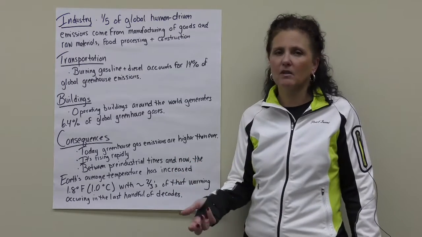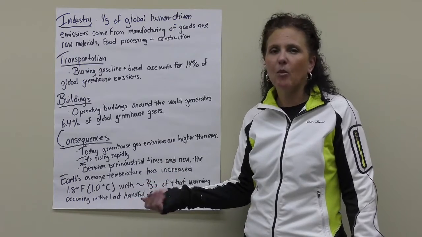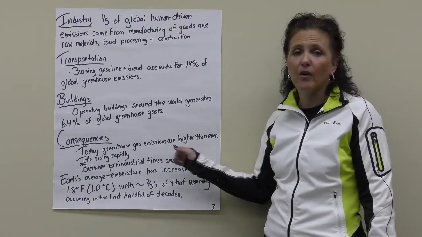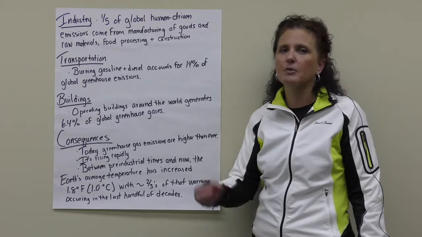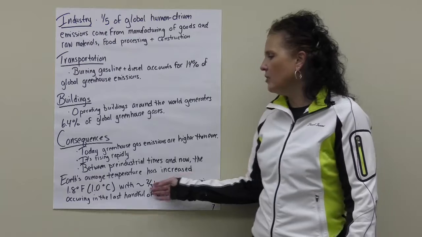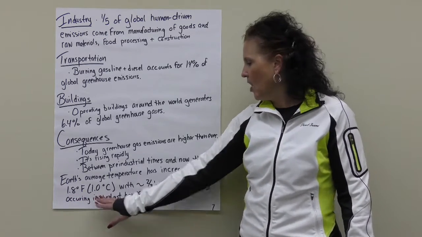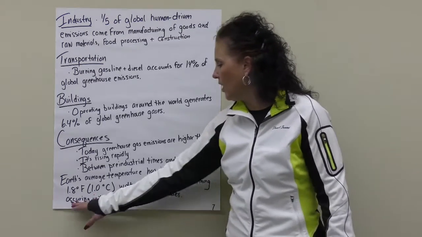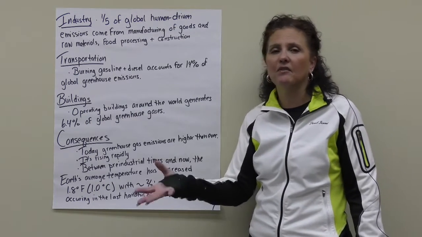So what are the consequences of the greenhouse effect, right? We're doing all these things and we oftentimes don't pay attention to what we're doing. But today, greenhouse gas emissions are higher than ever, and they're rapidly rising because of all of the industry, because of the cars, because of the burning of the fuels. Earth's average temperature has increased by 1.8 degrees Fahrenheit, which is about 1 degree Celsius, with about 2/3 of that warming occurring in the last handful of decades. 10 years, so within the last 50 years, right?